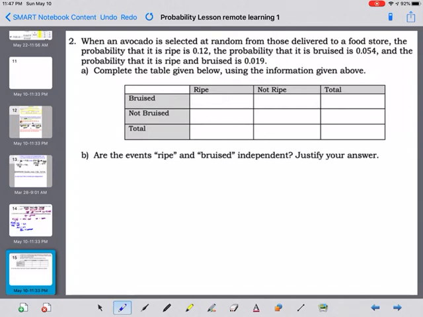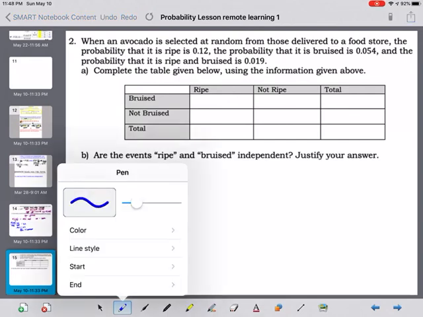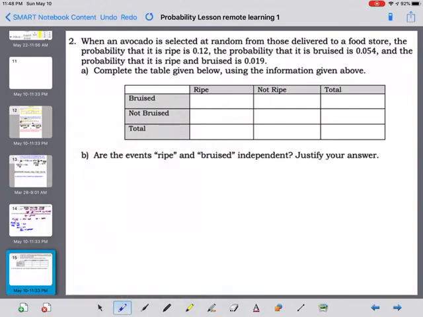When an avocado is selected at random from those delivered to a food store, the probability that it's ripe is 0.12. So if you've ever gone shopping and tried to buy avocados, if it's really, really hard, they're not ripe yet, so you can't eat them yet. If they're really soft, right, they're ripe. But if they get too soft, then they're bruised. Okay. And so we're going to start filling in information from this.